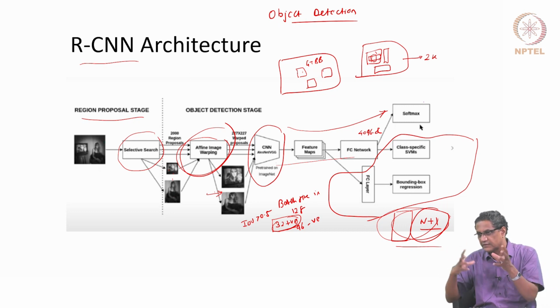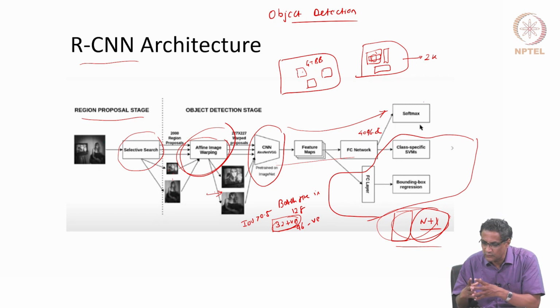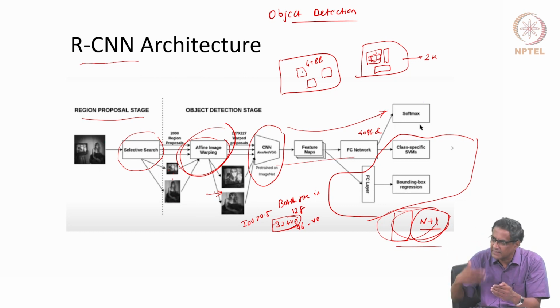So the support vector machines are sitting outside, and what it is doing is one versus rest. If you have n object classes, in this case it is n plus 1, you will have that many SVMs. For one SVM, you train it for one object class, the second SVM you train for the second object class. So when you pass feature maps for training, it is one against the rest. The positives will consist of those proposals that come from that object. But the negatives are not simply the background; everything else is negative, even other objects.